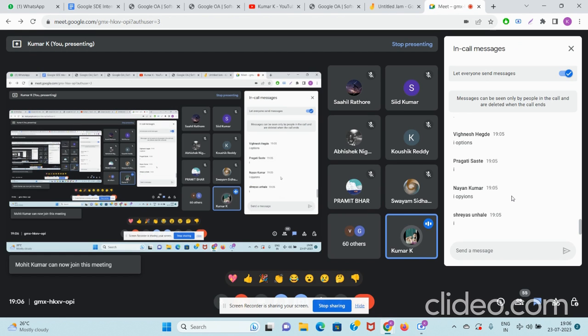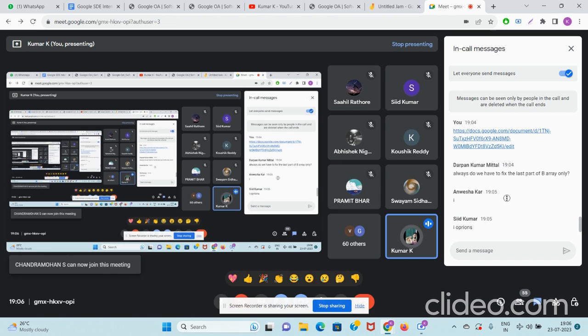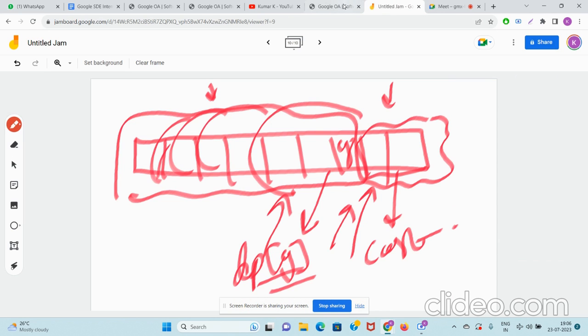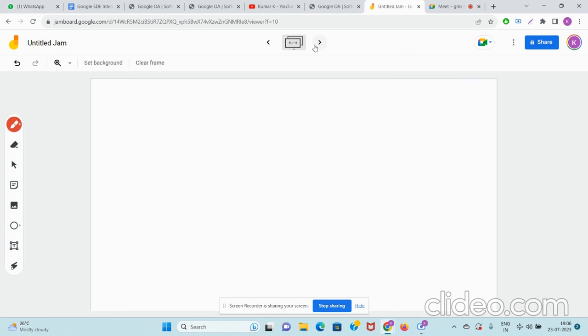Now guys, can anyone tell me what will be the number of options for DP of I? Darpan, clear? Start writing it in the chat. Everyone start writing I, guys. How many options will be there for DP of I? DP of I के लिए सिर्फ I options होंगे, ठीक है ना? कोई इसमें बड़ी बात नहीं है.